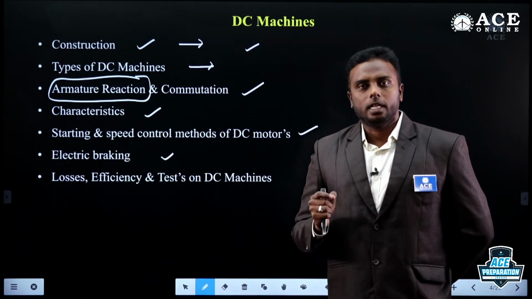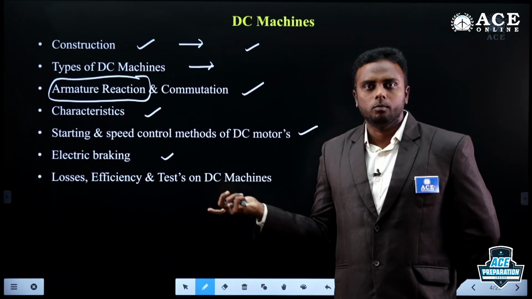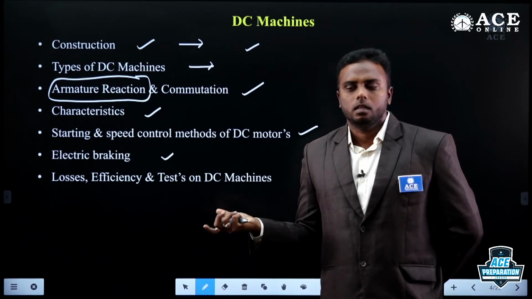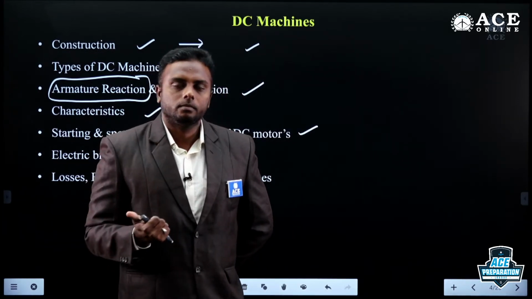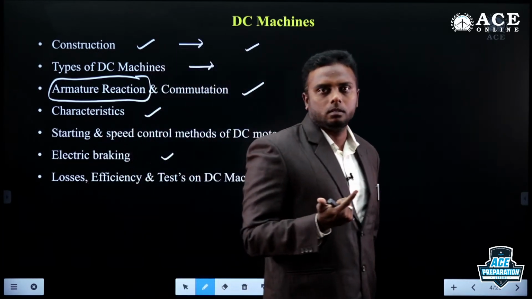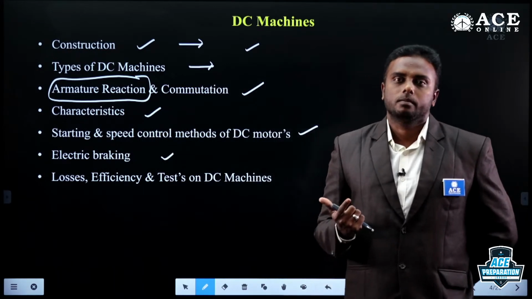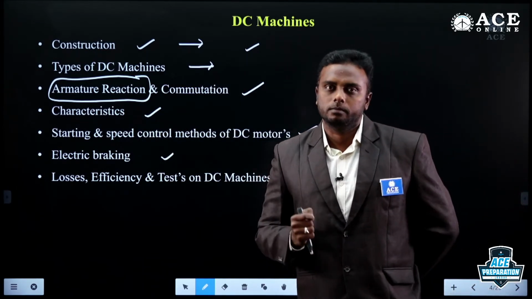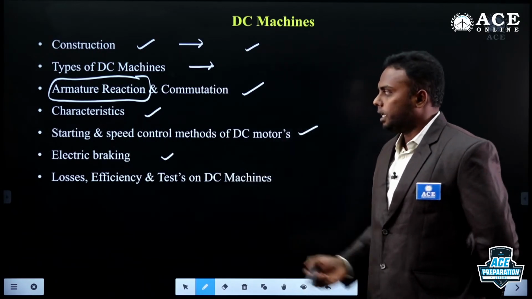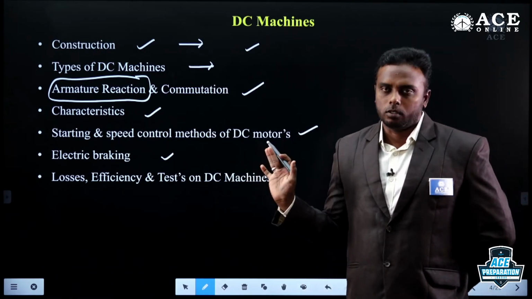What are the methods of electric braking? This will be common for every motor, not only for DC. We use dynamic braking, also called resistance braking. Next is plugging, also called reverse current braking. And another one, the efficient brake, is regenerative braking. Okay, so in electric braking, it is the same for all motors.